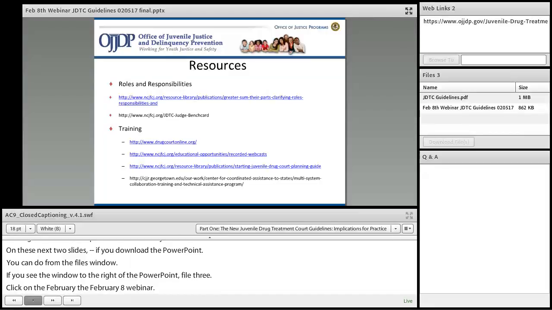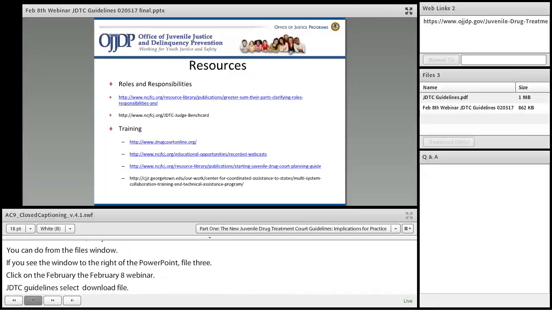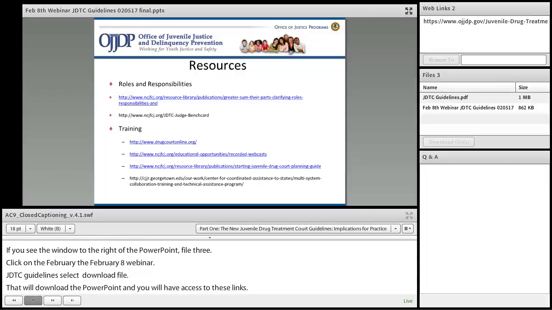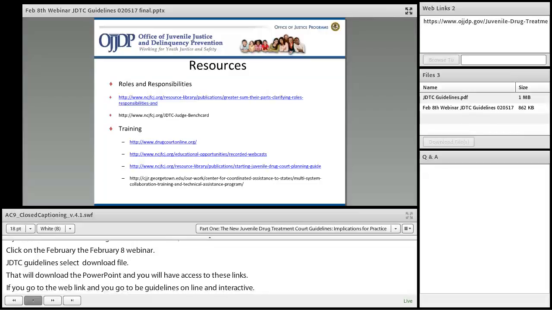But if you go up to the web links and go to the guidelines that are online and interactive, all of these resources are also linked there. We do spend a lot of time creating resources for you.